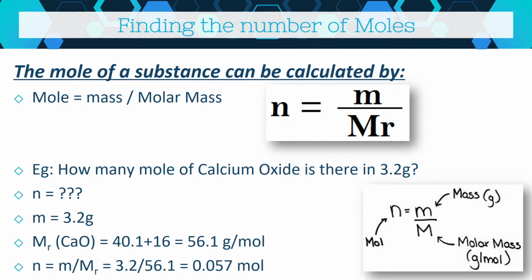Sometimes you might just see little m, big M. This also has, instead of just big M, it has Mr on there, so you may see it one way or the other. But big M is always the molar mass. So little m is 3.2 grams. The big M for calcium oxide is, if you do what we were doing before and you add all those values together, you get 56.1 grams per mole. And so what you can do is if you take the 3.2 and you divide it by 56.1, you will get 0.057 moles. So that's how many moles you would have in 3.2 grams.